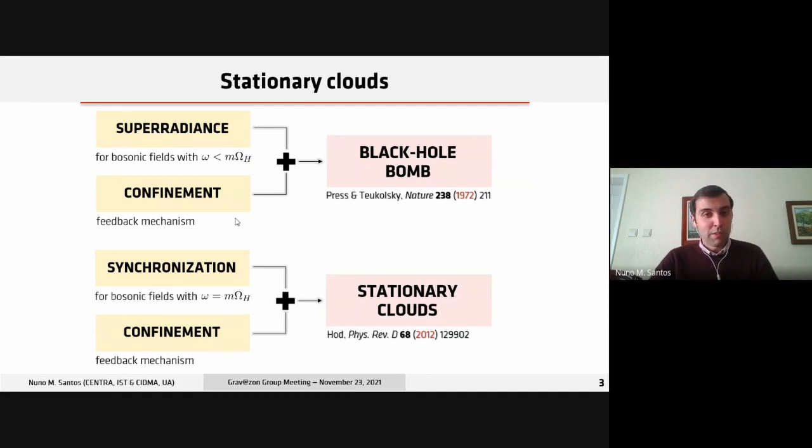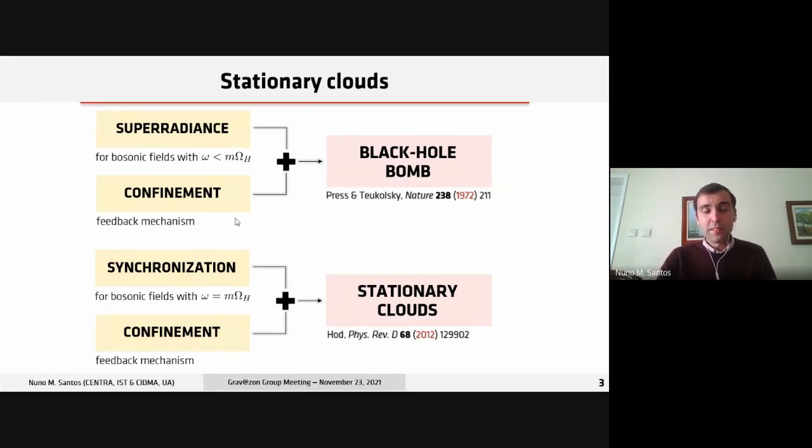These quasi-bound states can be stable if they decay exponentially in time, or they can be unstable if they grow exponentially in time. The latter quasi-bound states, the ones that grow exponentially in time, are unstable and form what Press and Teukolsky called a black hole bomb.